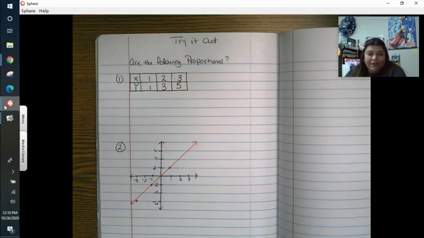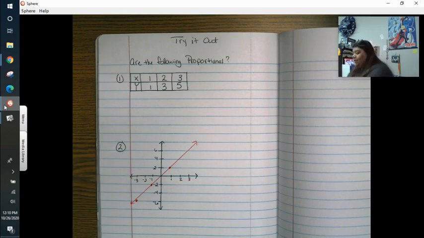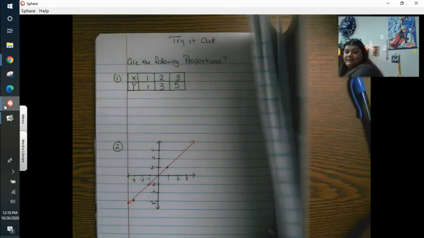Now, let's check the work to try it out, okay? All right, let's go ahead and try it out now. I'm going to press pause. Go ahead and tell me if the table is proportional and if the graph is proportional. And then press play when you're ready to see the answers.